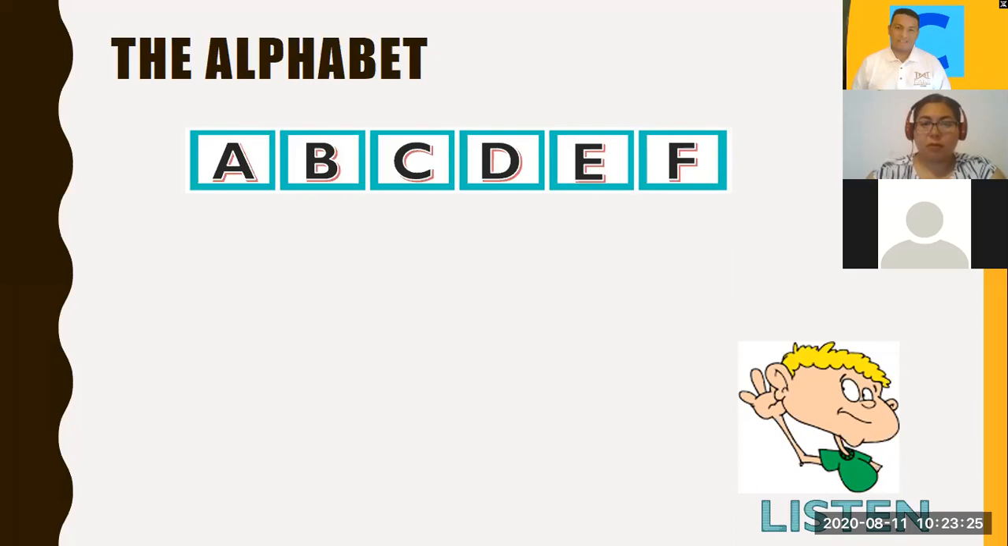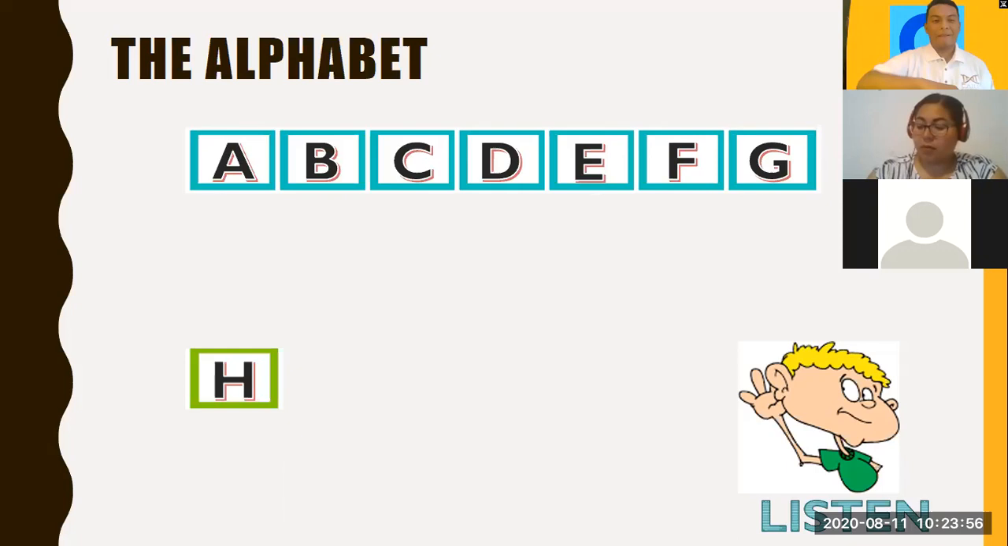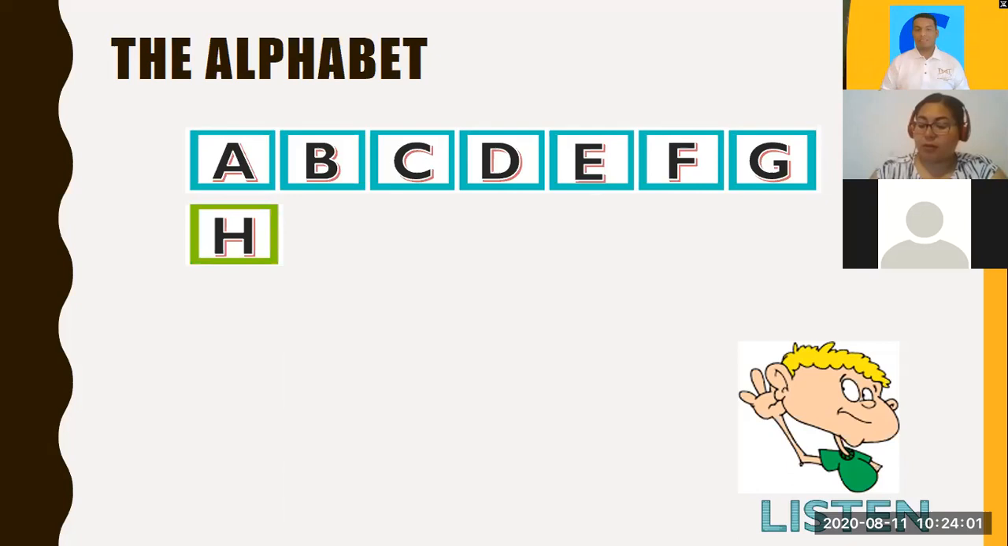We have G, G as in Gerard, okay? Listen, G as in Gerard, but we can also use G as in get, G as in gun, or G as in green. We have different uses of the letter G. All right. We have the letter H. H as in human. Basically, H is the glottal sound, so human. H as in humbleness. H as in humidity.